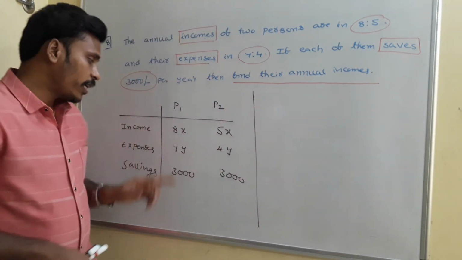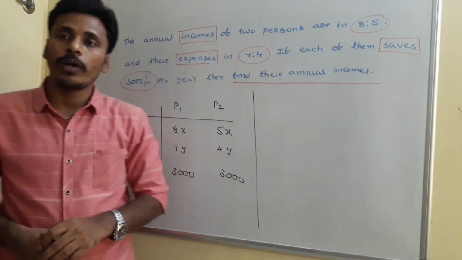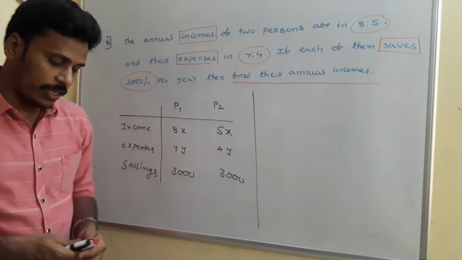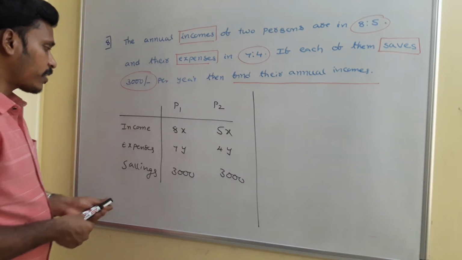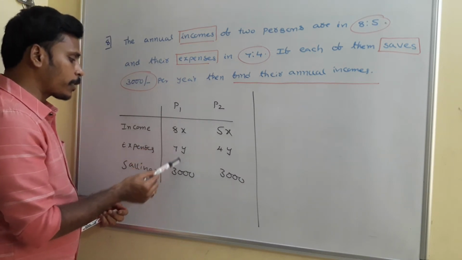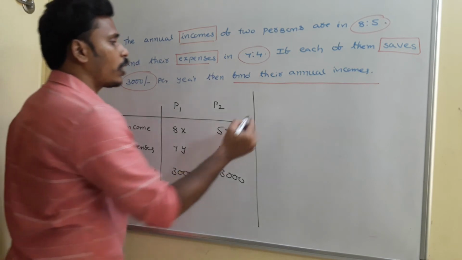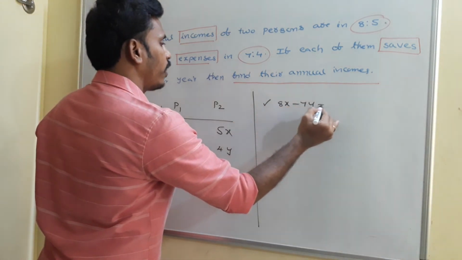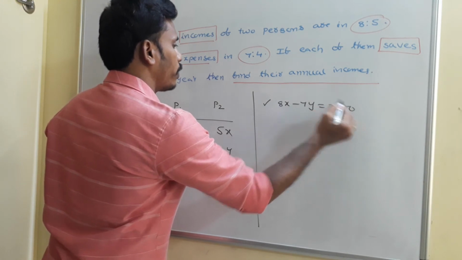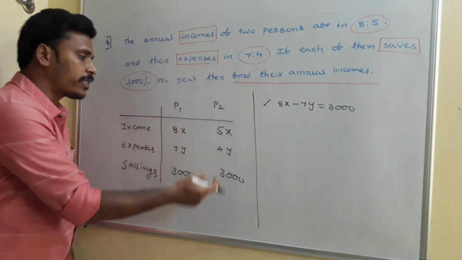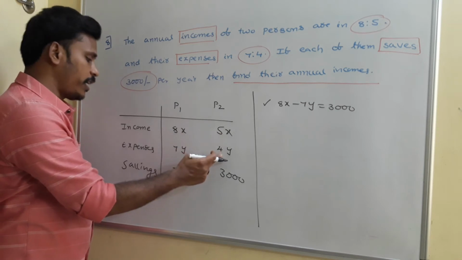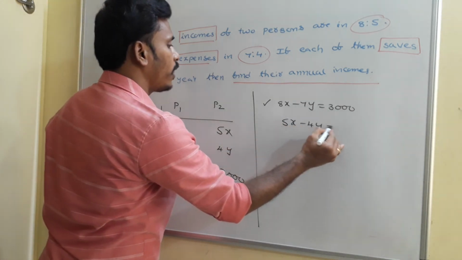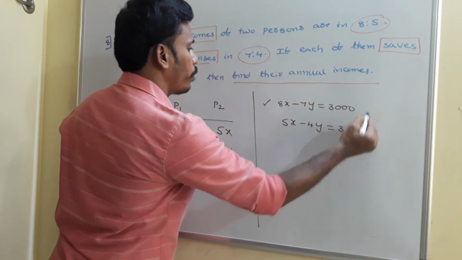In the sense, income minus expenditure is always equal to saving. From this first idea, income minus expenditure is equal to saving 3000 rupees. So 8x minus 7y is equal to 3000 rupees. And for the second person, again income minus expenditure is equal to saving. So 5x minus 4y is again 3000 rupees.